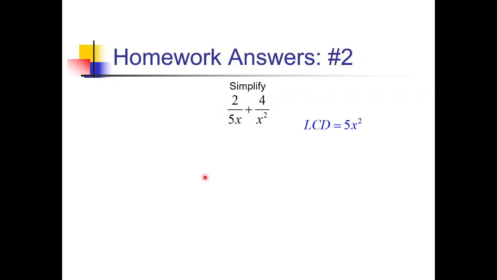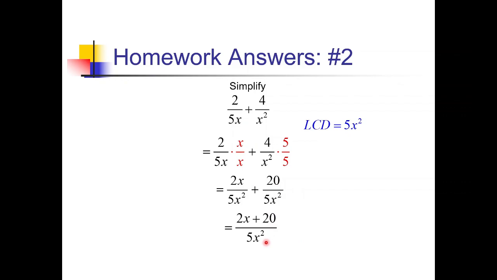So first fraction, we'll do x over x. And for the next fraction, we'll just need to multiply by 5 over 5 to get the 5 piece of that. So that gives me 2x over 5x squared plus 20 over 5x squared. And then just combining those numerators, we have 2x plus 20 over 5x squared. Now I can factor the numerator a bit, but if I take out a 2, I'm going to have x plus 10, which isn't going to cancel anything, so I'm just going to leave this the way it is.